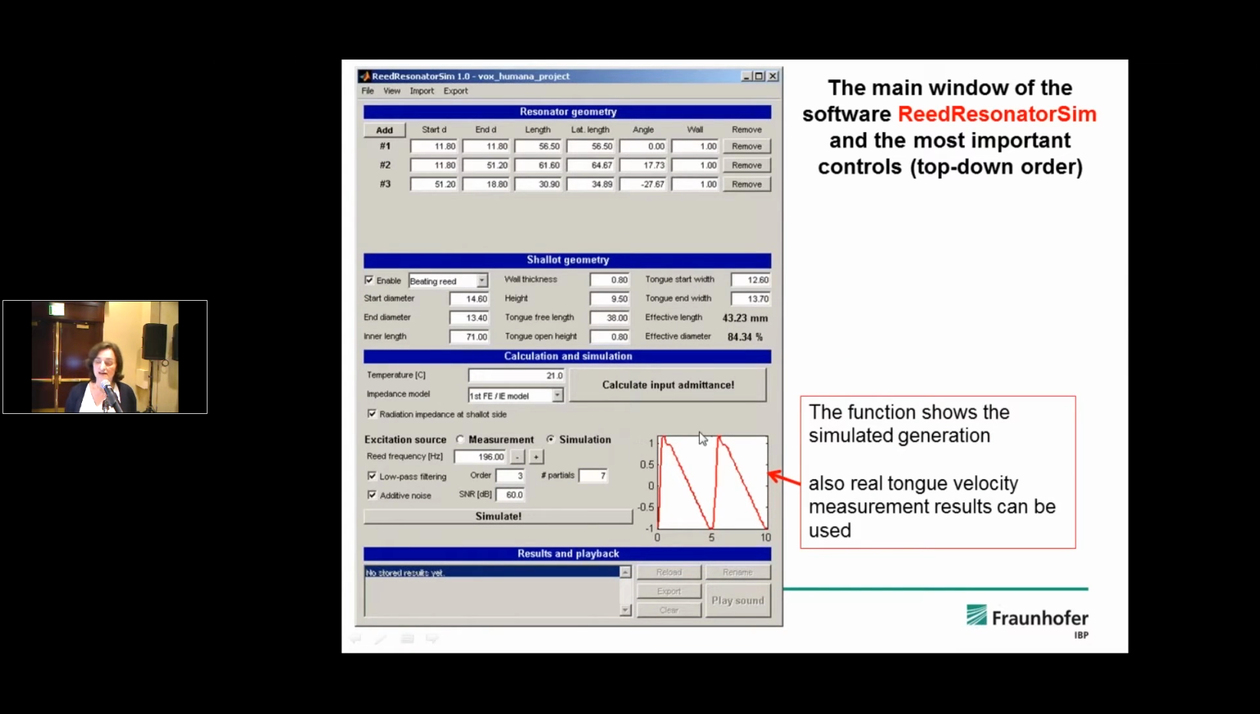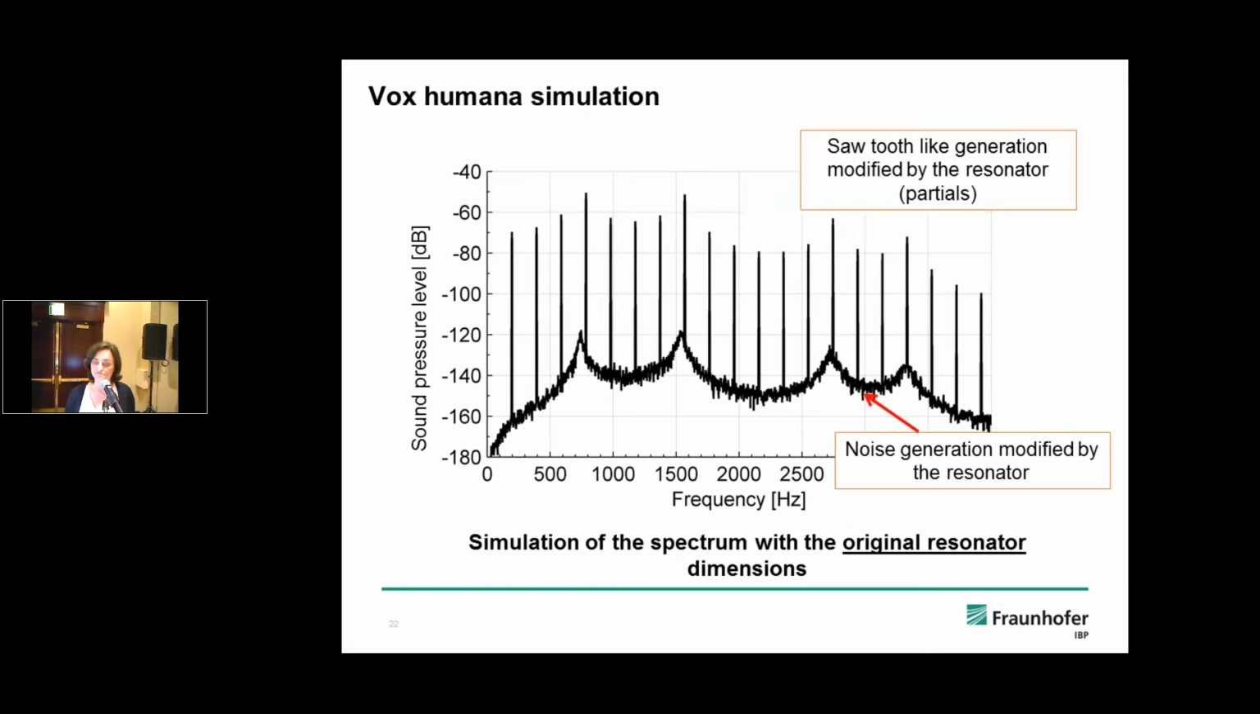And at the end, here you can simulate the generation. For this, you can also add some data, or it is also possible that you use a real measurement result and add this function here. So now you can see the first simulation. We use a noise generation. The noise modified by the resonator can be seen here. So here you can see the eigenresonance frequencies of the resonator.